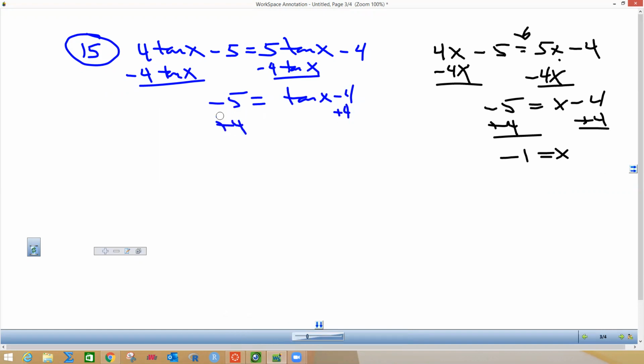Oops, I don't know why I put a fraction bar there. And then we would get tangent x equals negative 1. Can you finish it from there and find where that's true?